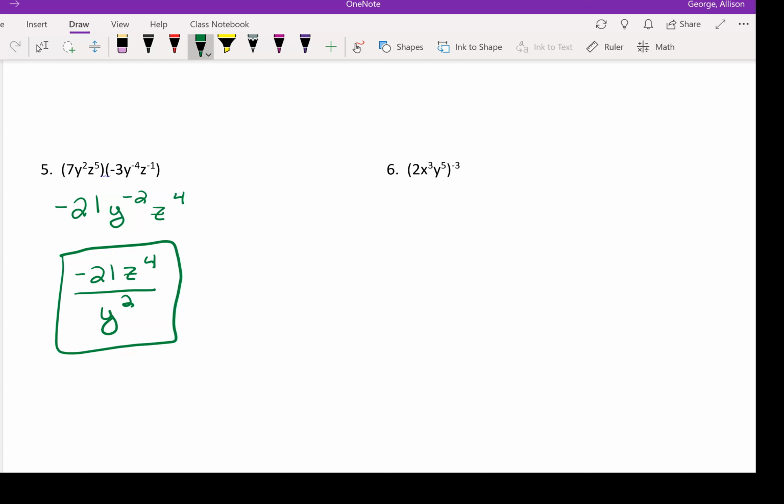All right, last one. I'm going to distribute that negative 3 to everything inside that parenthesis. So we're going to get 2 to the negative 3rd, x to the negative 9th, y to the negative 15th. So they're all negative, so they have to move to the bottom. And then the last thing we need to do is simplify that 2 to the 3rd power. So 2 to the 3rd power is 2 times 2 times 2, which gives us 8. So we have 1 over 8 times x to the 9th, y to the 15th.